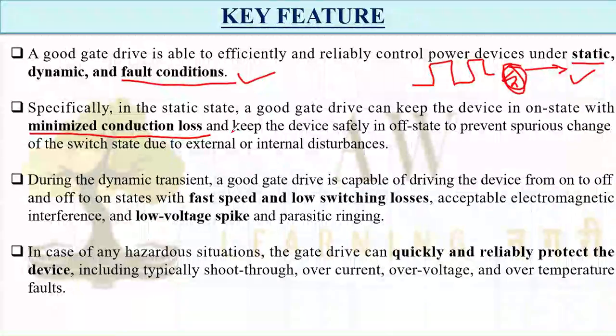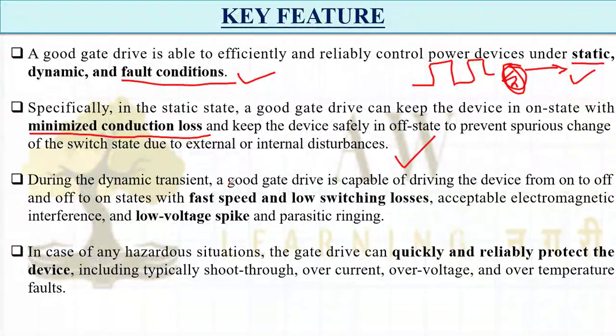So it is very important that it should have very low on-state conduction losses, and keep the device safely in the off state to prevent spurious changes in the switch state due to external or internal disturbance. Okay, so my gate drive should handle these internal or external disturbances. So all these features should be inherent. This feature should be there in the gate drive.